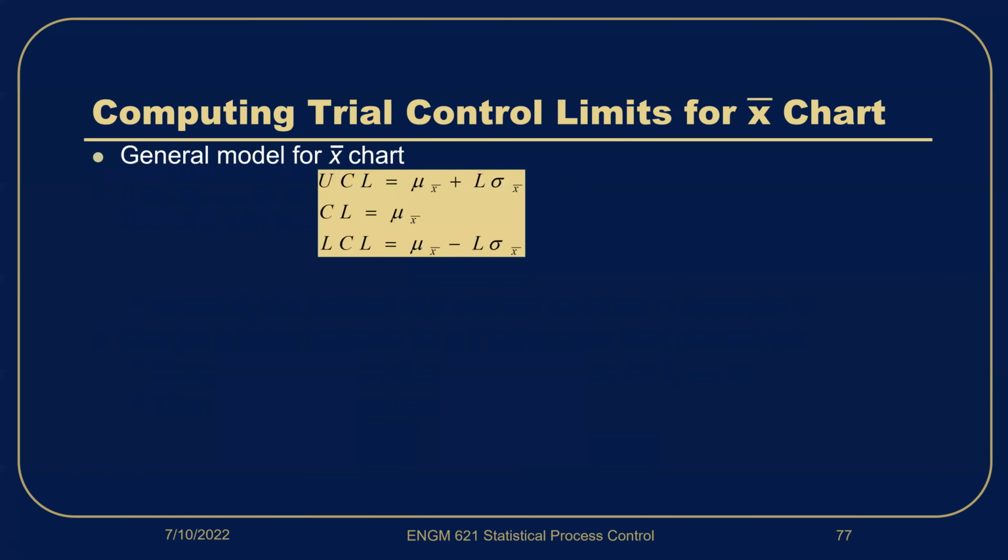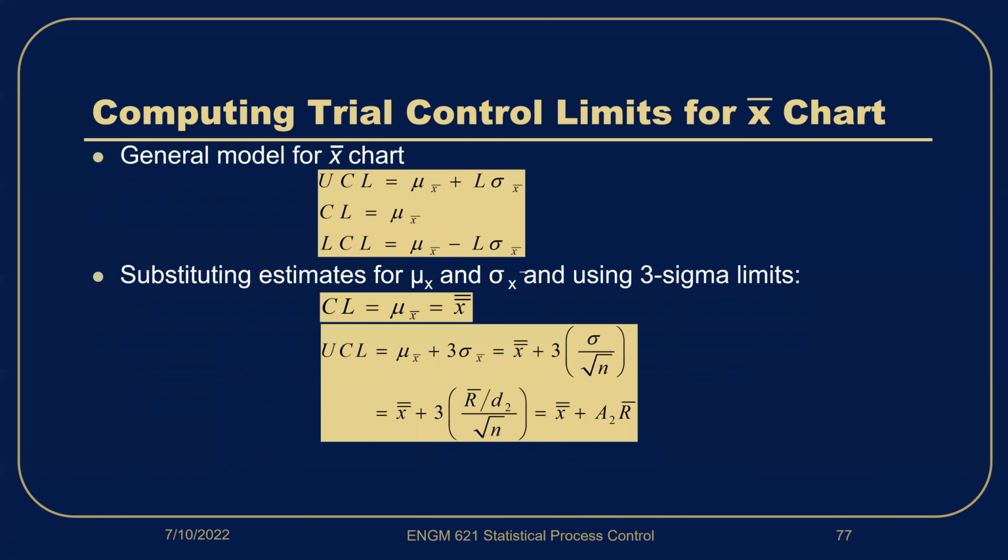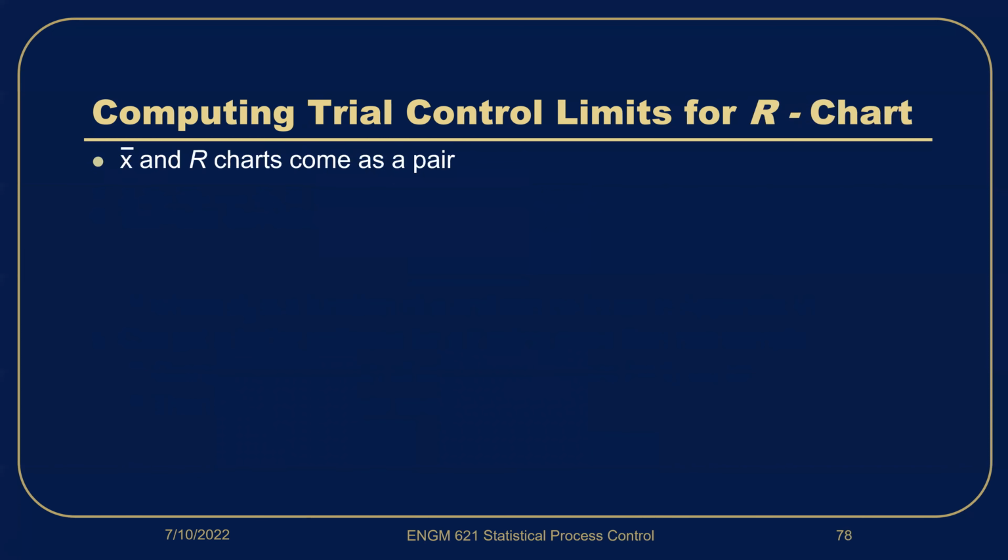We use X double bar as the center line of the X bar chart and use R bar and the factors in Appendix 6 to compute the control limits of X bar chart. The key factors are lowercase d2 and capital A2. We look up these values using the sample size n. Next, R chart.